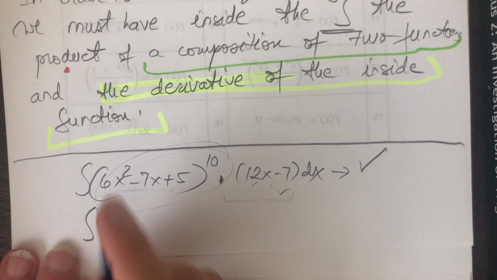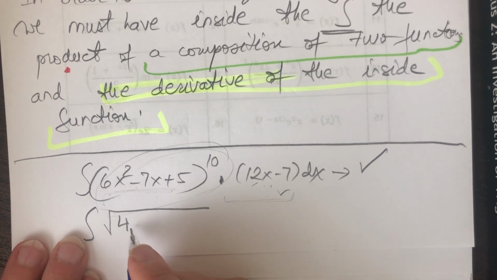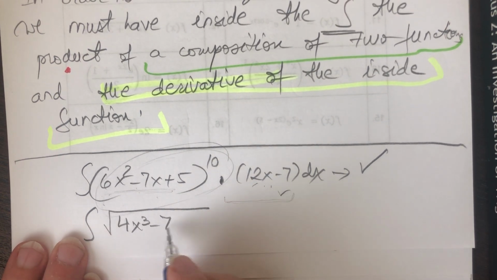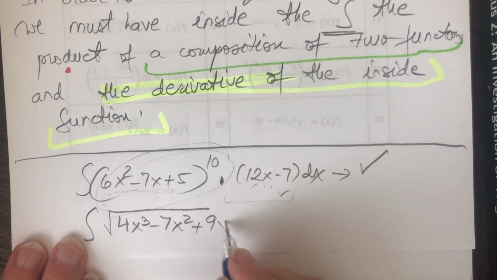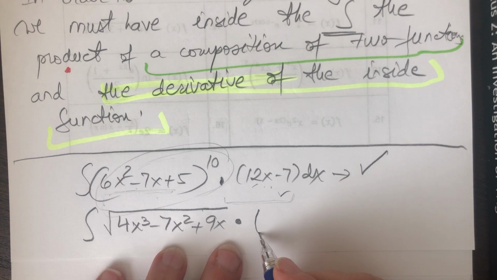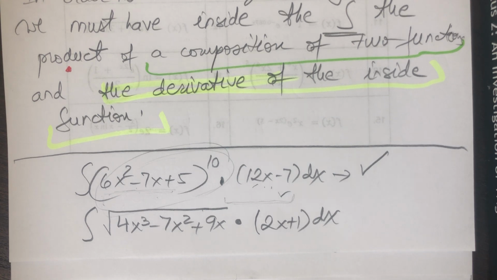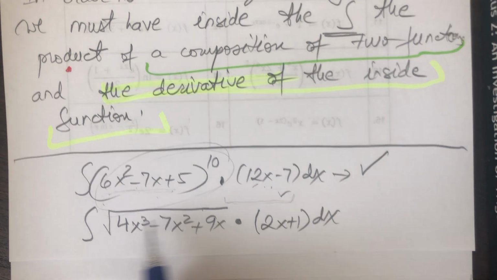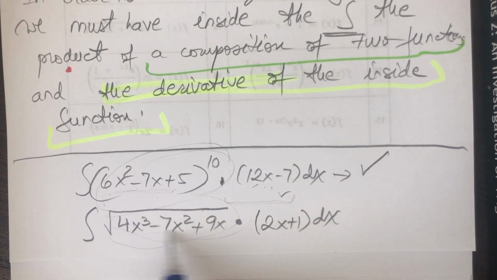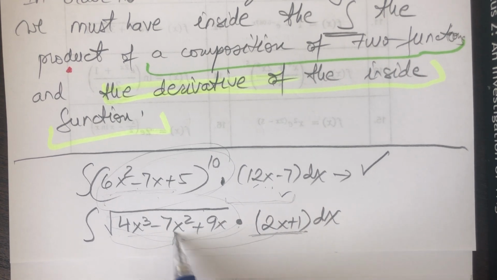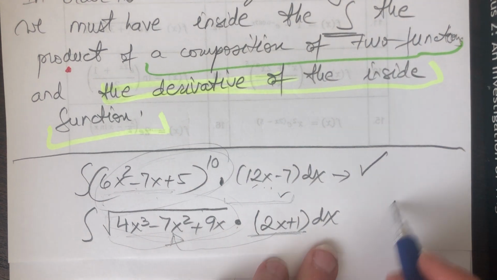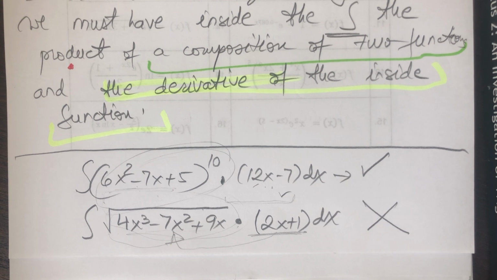What about this? Integral of the square root of 4x to the third minus 7x squared plus 9x times 2x plus 1. Will I be using the substitution rule or not? Well, I see a composition of two functions, right? That's this polynomial to the power of 1/2 times. Is this the derivative of this inside function? In no way possible. So that's not going to be a substitution. I can't figure this out. It's going to be maybe other methods.